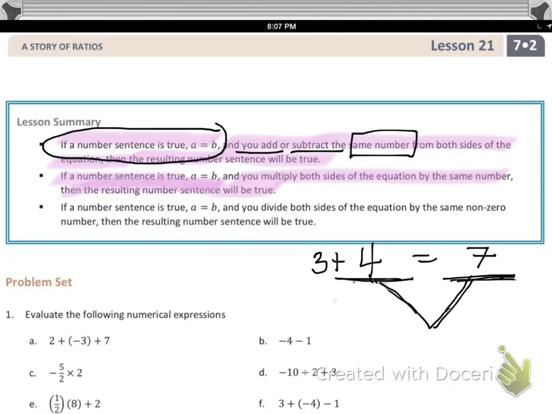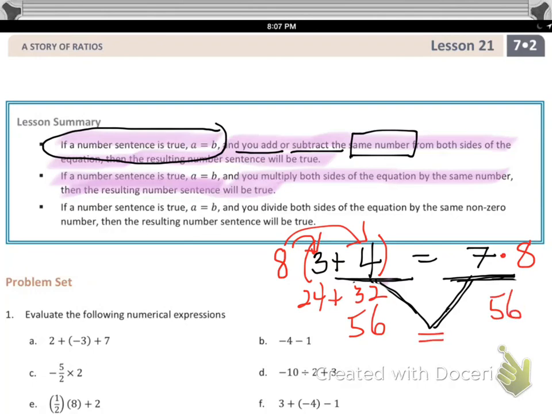Okay, so if I go ahead and multiply this whole side over here on the left by 8, okay, I'm going to multiply that by 8. I would multiply this by 8 as well. Okay, so 8, and I can distribute this. That's 24 plus, I'm doing 8 times 3, then 8 times 4, plus 32, which equals 56. And I know that 7 times 8 is also 56, and they are balanced, okay? So they equal each other.